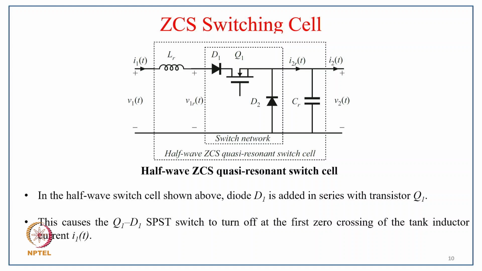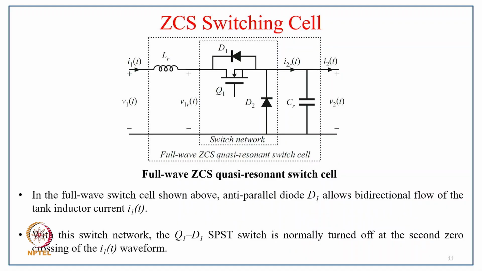And this is typically the half wave ZCS quasi-resonant circuit, where the inductor and diode are connected in series with the switch. So in the half wave switch cell shown above, the diode D1 is in series with the transistor Q1, as you see above, and this causes the Q1 and D1 switch to turn on and turn off at the first zero crossing of the tank inductor current I1.